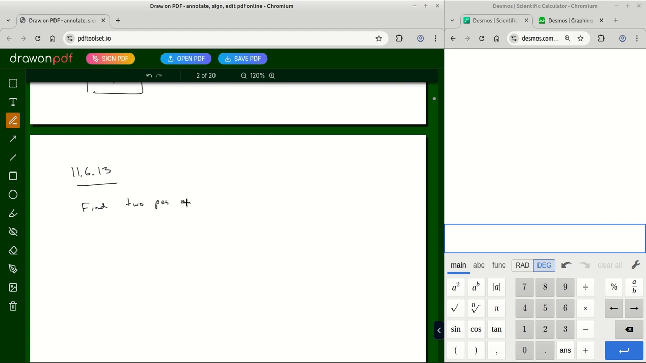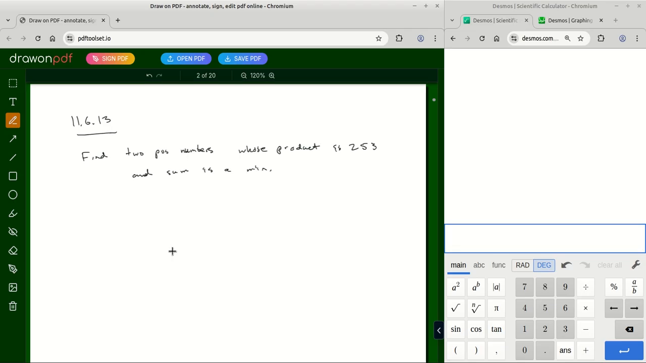So find two positive numbers whose product, can't spell product today, product is 253, and the sum is a minimum. It's a very similar problem to the last one. Product, sum. They're both commutative. Therefore, these two positive numbers are ambiguous.